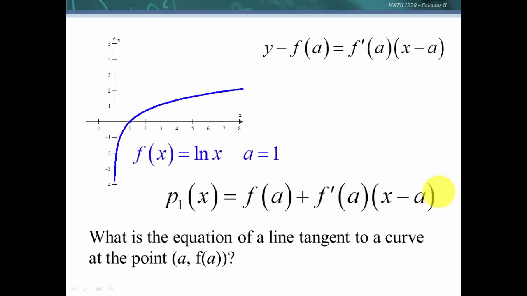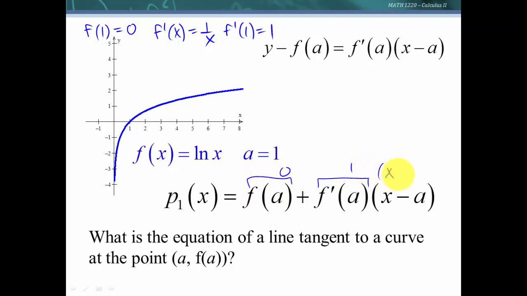Let's look at this for a specific function. If we had f of x be the natural log of x and we're looking at a equal 1, we could figure out f of 1, and that would be the natural log of 1, which is 0. And we could also figure out the derivative, which is 1 over x, and that derivative at 1 would be 1. So we could put in those pieces. This would be 1, this would be 0, and this would be x minus 1, and we would have a polynomial of degree 1, which is a line that would be tangent to the curve at this point. And when we learned linearization, that it's an approximation for the curve if we're very close to 1.